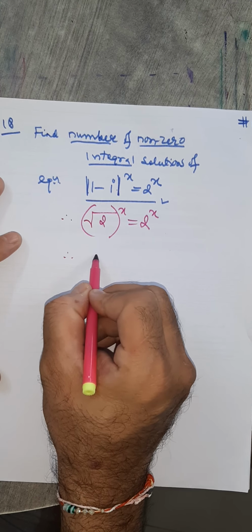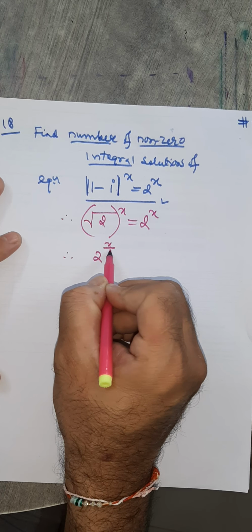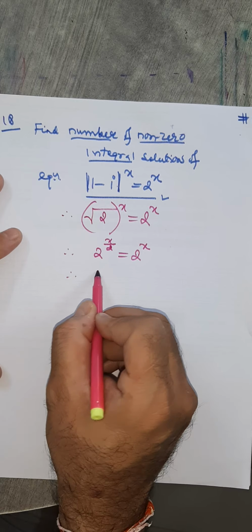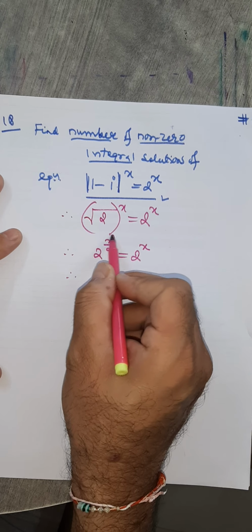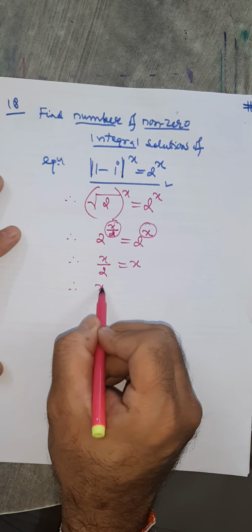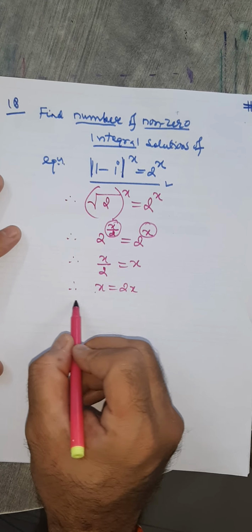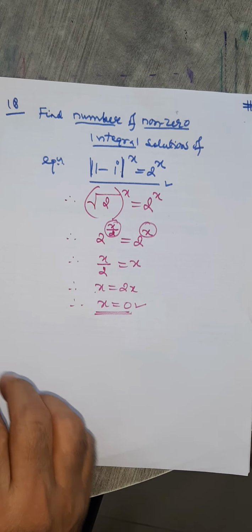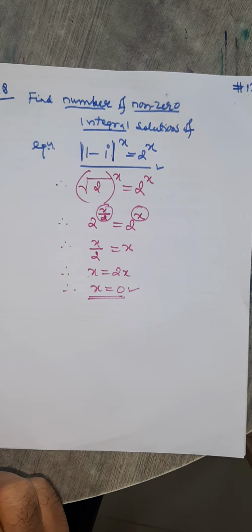Root 2 means 2 raised to 1 by 2. So this is 2 raised to x by 2 equals 2 raised to x. Both bases are the same, so you can compare the exponents. So x by 2 equals x. That is, x equals 2x. You take 1 on the other side, so x equals 0. So it has only one solution, and that is 0.